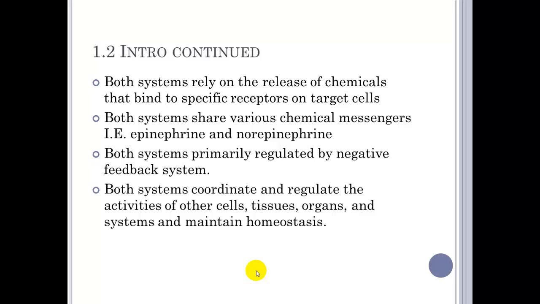Both systems rely on the release of chemicals that bind to specific receptor sites on target cells. Both systems share various chemical messengers. Examples of these are going to be epinephrine and norepinephrine, and this would be from the adrenal gland. Both systems are primarily regulated by negative feedback systems. A positive feedback system reinforces the effect. A negative feedback system says, okay, levels are high enough, please stop what you were doing.